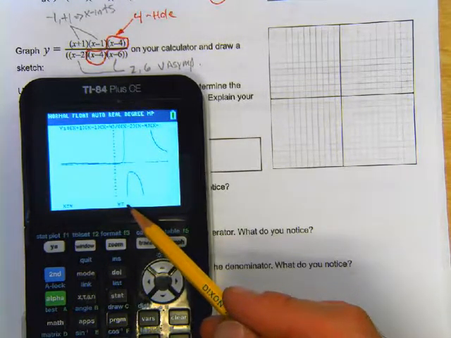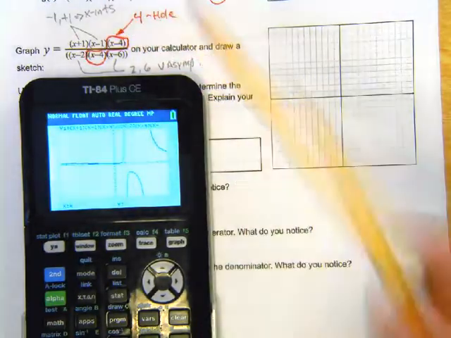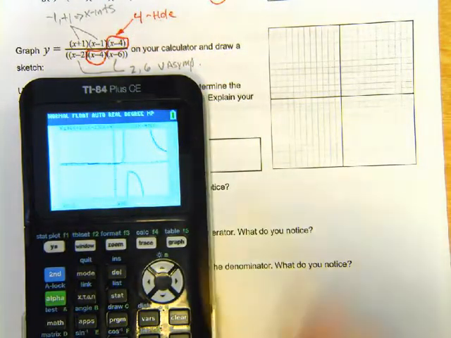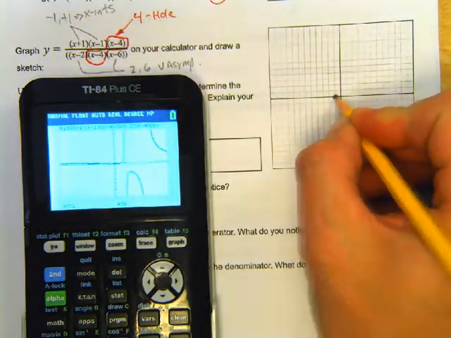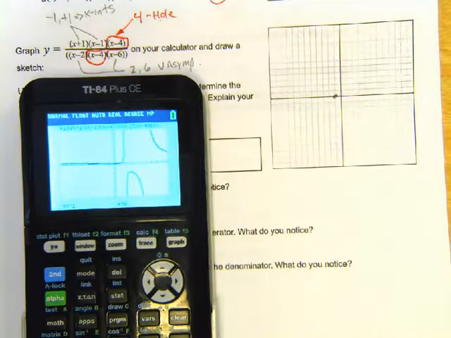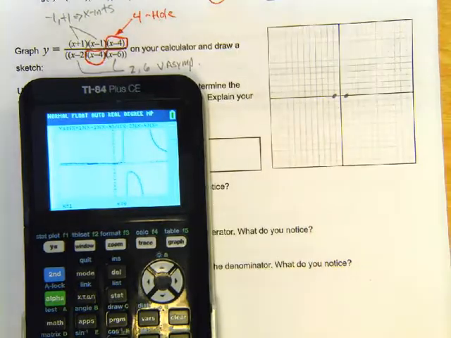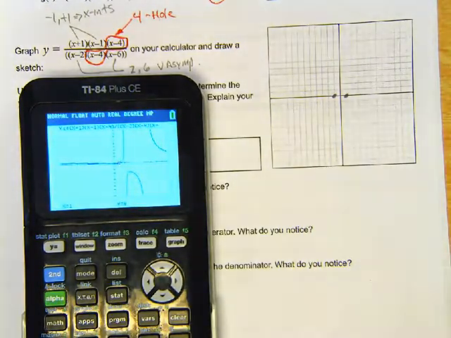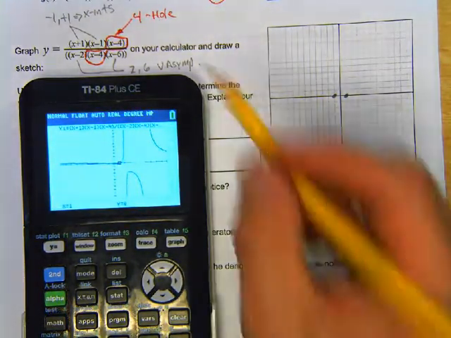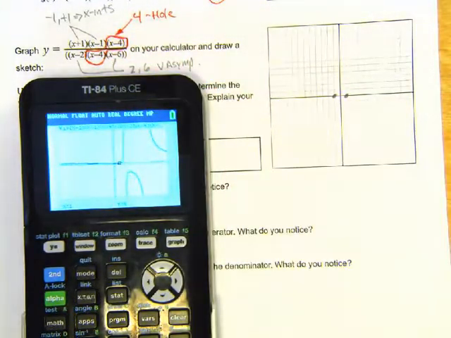There's the graph. So let's test out our theory. Press the trace. Let's check the hole first. If you do 4, enter, y is undefined. And so that works.